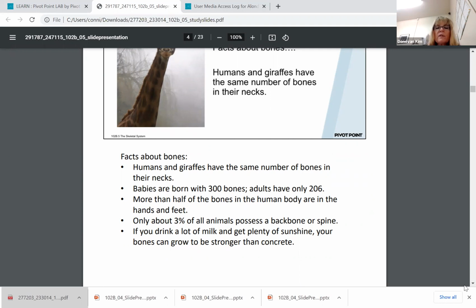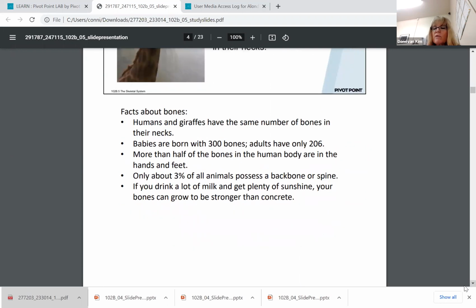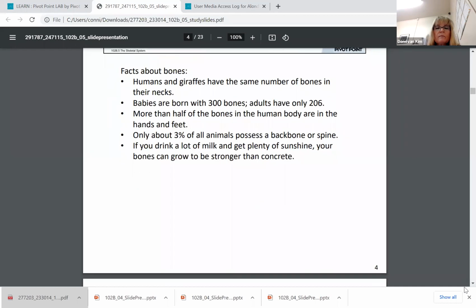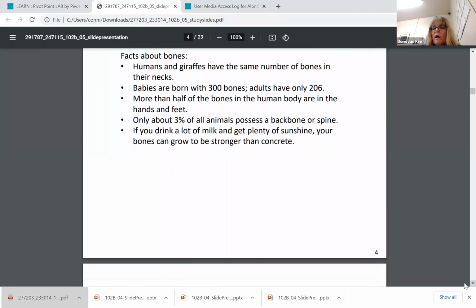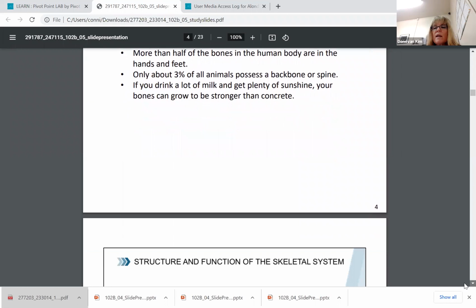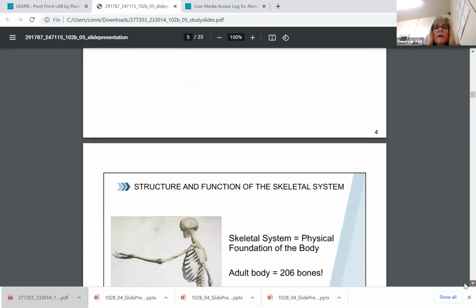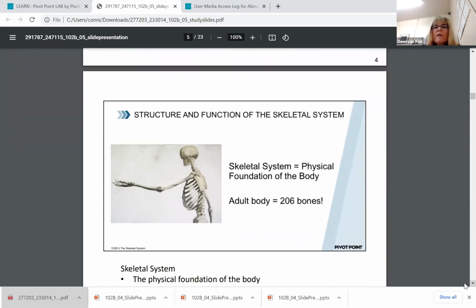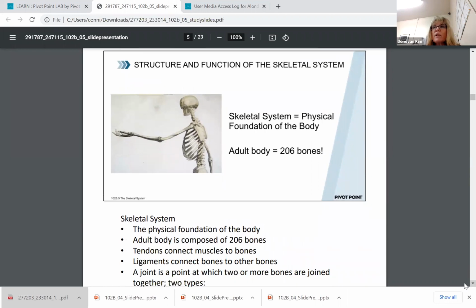Only about 3% of animals possess a backbone or a spine. If you drink a lot of milk and get plenty of sunshine, your bones can be stronger than concrete. What I thought was crazy, I heard this in a class one time, is that the same force you use when you bite a carrot is the same force you'd need to bite your finger off. Weird, right? We're never going to bite our finger off, but we will chew a carrot.